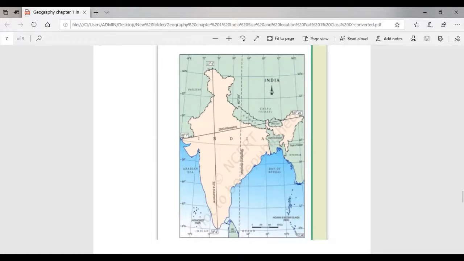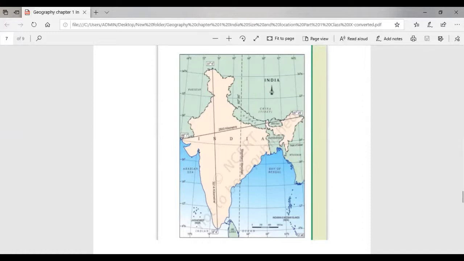The second half of this chapter, explaining India and the world and India's neighbors, we will learn in the next video. Now let's have a quick recap of today's class. Today we learned about India's location and size. We learned that India lies entirely in the northern hemisphere, and the Tropic of Cancer divides India into almost two equal parts. India's total area accounts for about 2.4% of the total geographical area of the world.